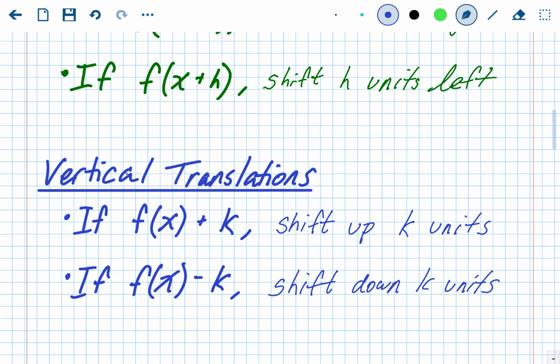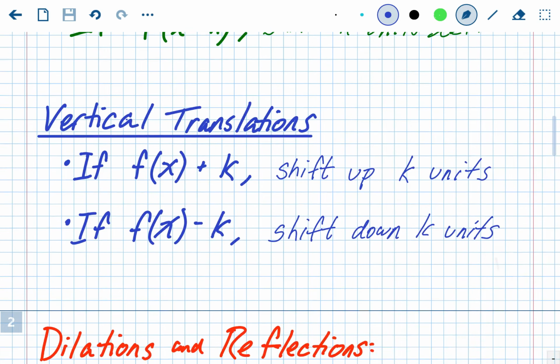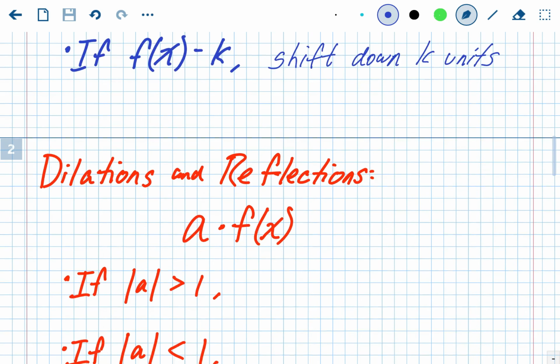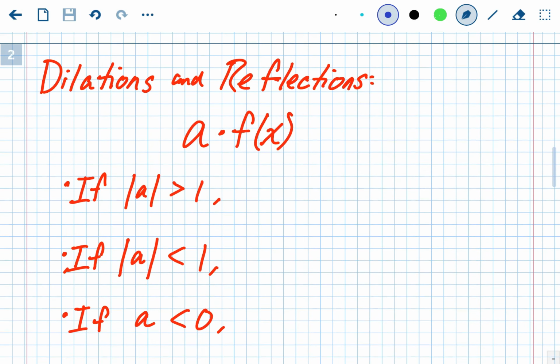Vertex form is h comma k, but the h value is always the opposite of what we see, and then the k value is what you see. All right, and then lastly, the dilations and reflections. So these are two separate transformations, but they both rely on the a value. Okay. So the a value is what you're multiplying in front of the f of x.